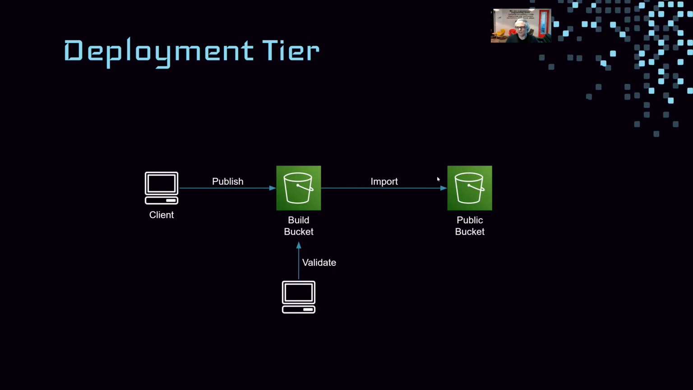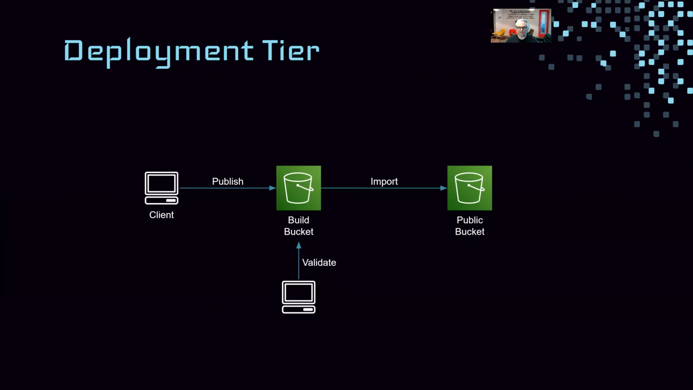So here's how it works in practice. The idea is, instead of publishing directly to your destination bucket where you know you want things to end up, you actually publish it to a build bucket. So this one will just contain the build artifacts of the modules and the dependencies and nothing else.